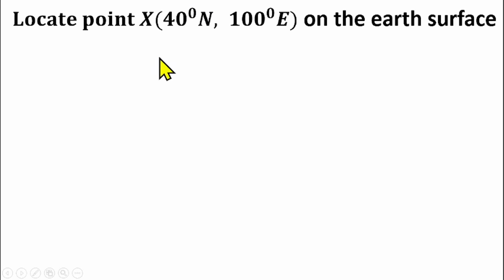So our aim is to locate this point X, given its geographical location, on the Earth surface. You have to locate it on the Earth surface. How do we do that? It's very simple.